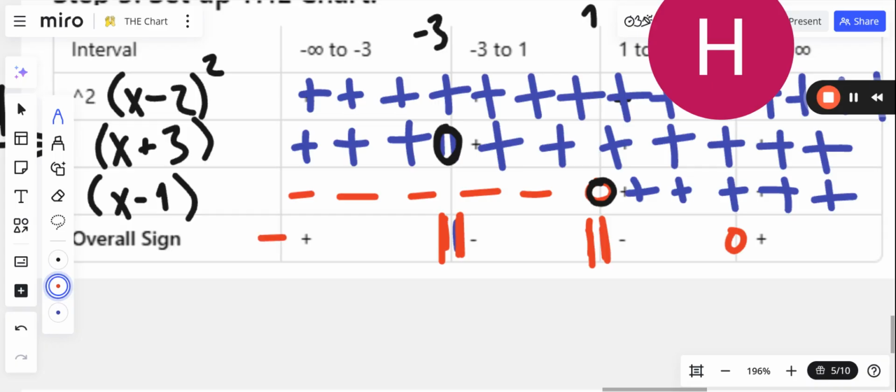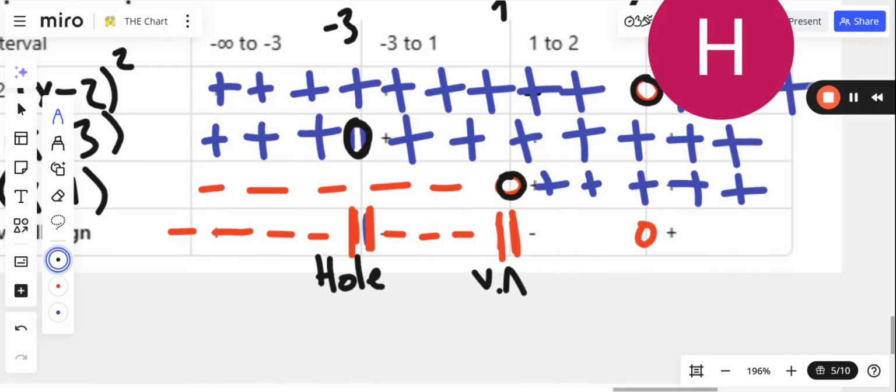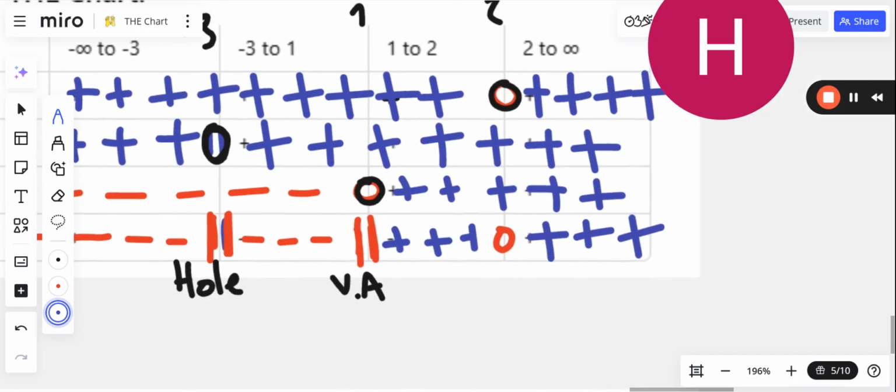Now on the left side, we have negative, negative, negative, and then it goes undefined. And then we have negative, negative. By the way, this one is the hole, and this one is the vertical asymptote. So then we finally have positive, positive, and positive, positive.